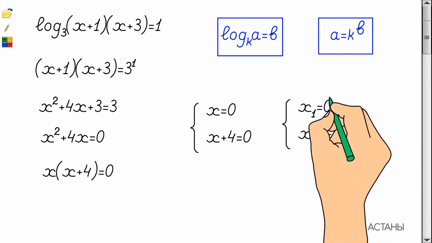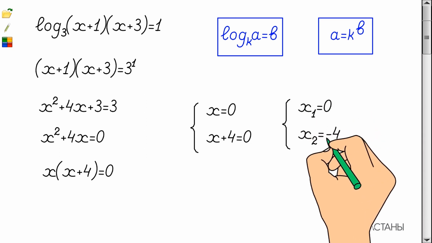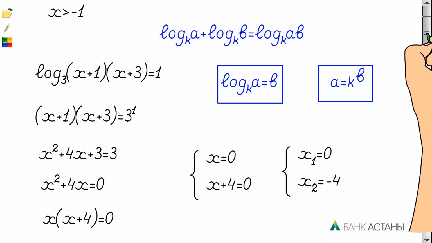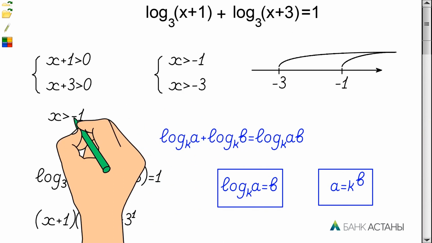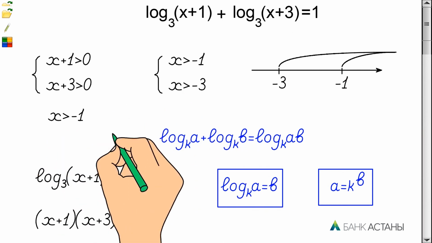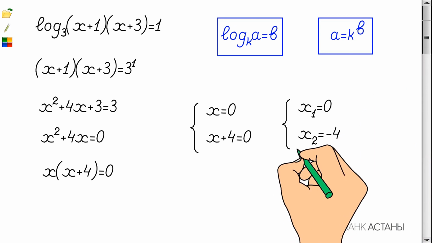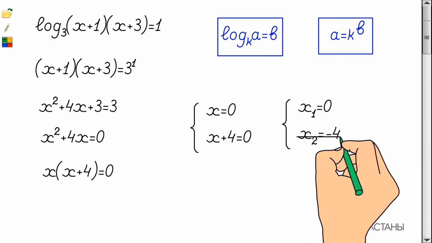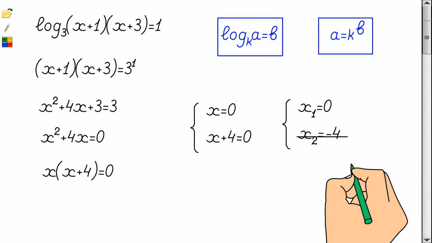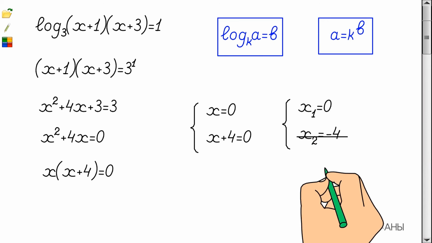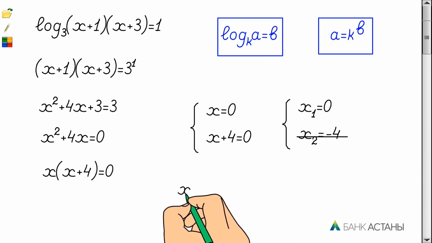All we need is to verify if our root values are in the range of possible values. As we remember, the values of x should be greater than -1. Consequently, x equal to -4 cannot be the root of our equation. Thus, our equation has a single answer: x is equal to 0.